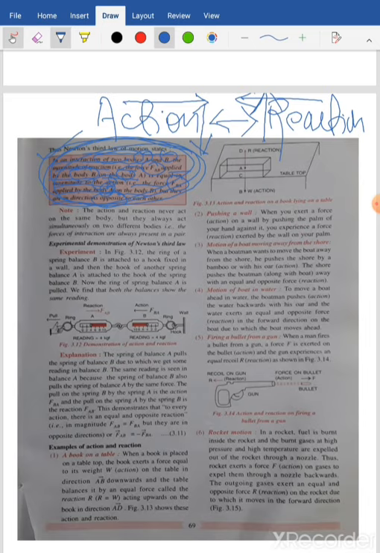Now there is a small note here, please underline this. The action and reaction never act on the same body. Very important thing to remember here. For the table and the book, the action was being given by the book, and the reaction was being given by the table. While walking, the action was given by the feet, and the reaction was given by the ground, isn't it? So you see that action and reaction never act on the same body. If action is on one body, the reaction will be on the other body.